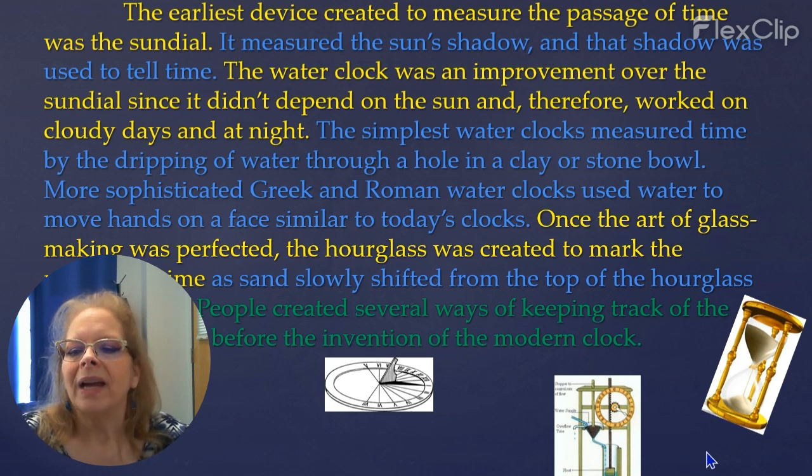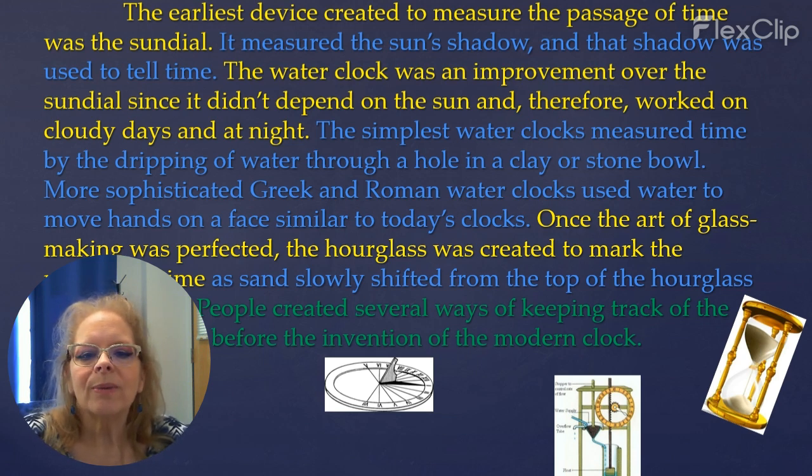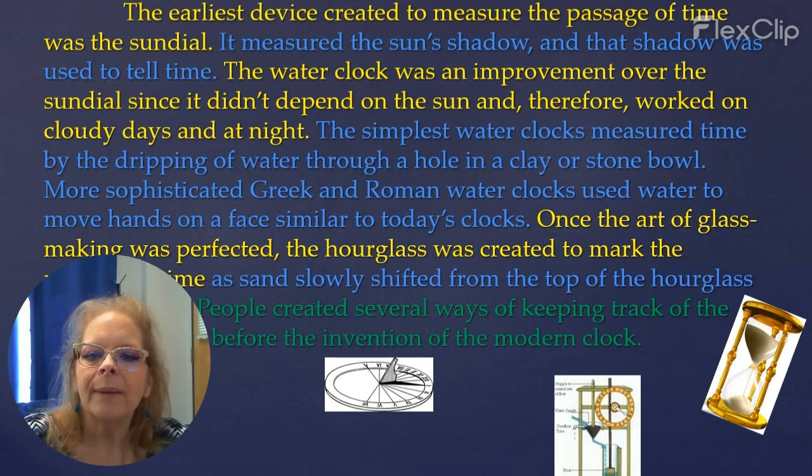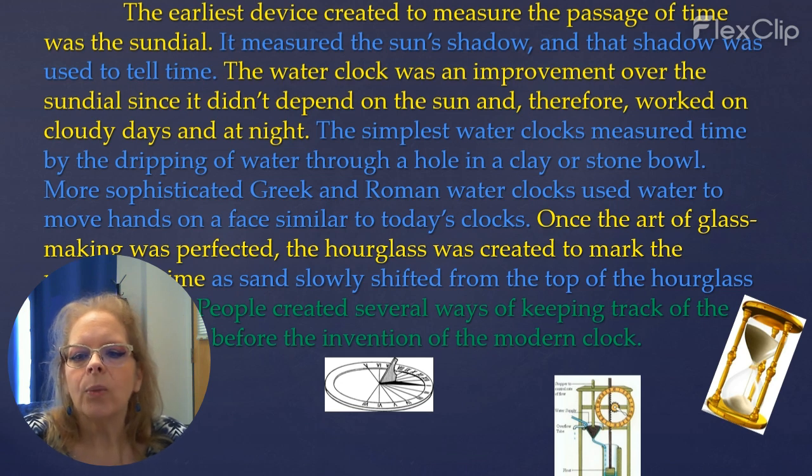Here's another example. The earliest device created to measure the passage of time was the sundial. It measured the sun's shadow, and that shadow was used to tell time. The water clock was an improvement over the sundial since it didn't depend on the sun and therefore worked on cloudy days and at night. The simplest water clocks measured time by dripping of water through a hole in a clay or stone bowl. More sophisticated Greek and Roman water clocks used water to move hands on a face similar to today's clocks.